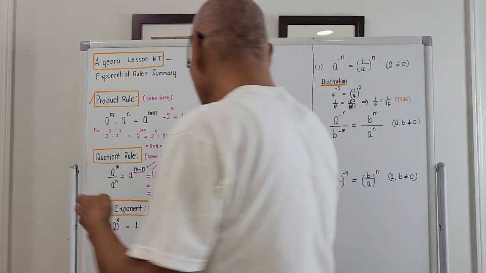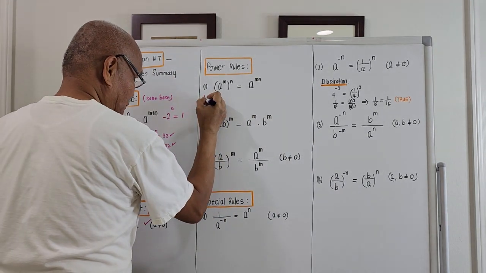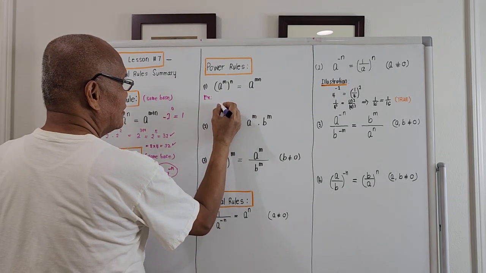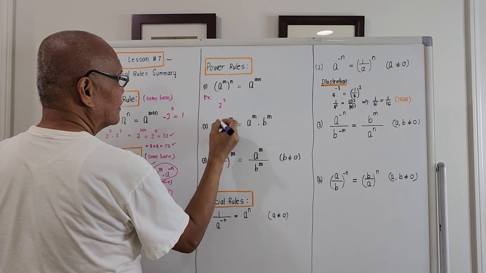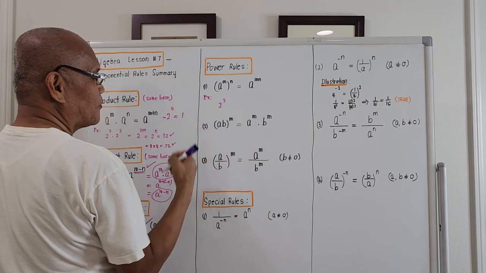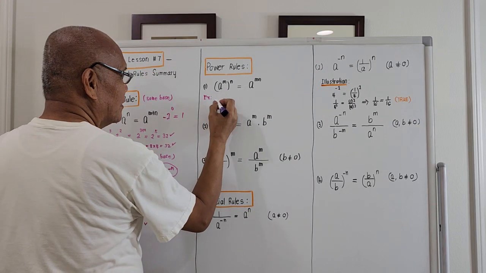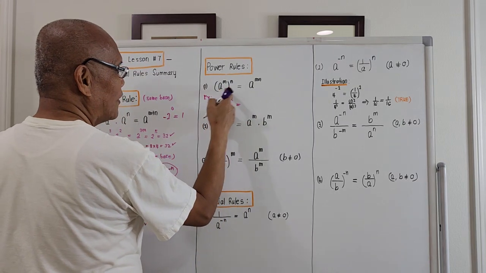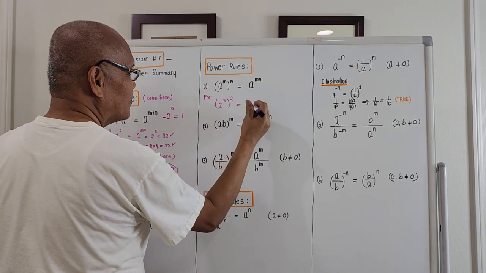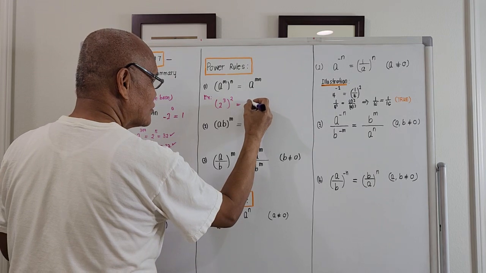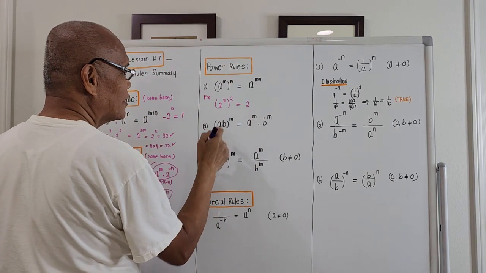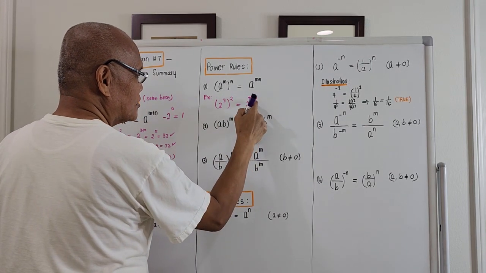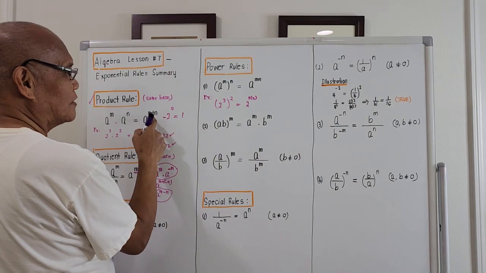An illustration for this, it's an easy illustration. Example. Supposing we put 2 cube. That's an exponential term, right? Raise that again to the second power. If we follow this rule, it should be that base, which is 2, and the resulting exponent should be the product of 3 times 2. So this is 3 times 2. It is not 3 plus 2.